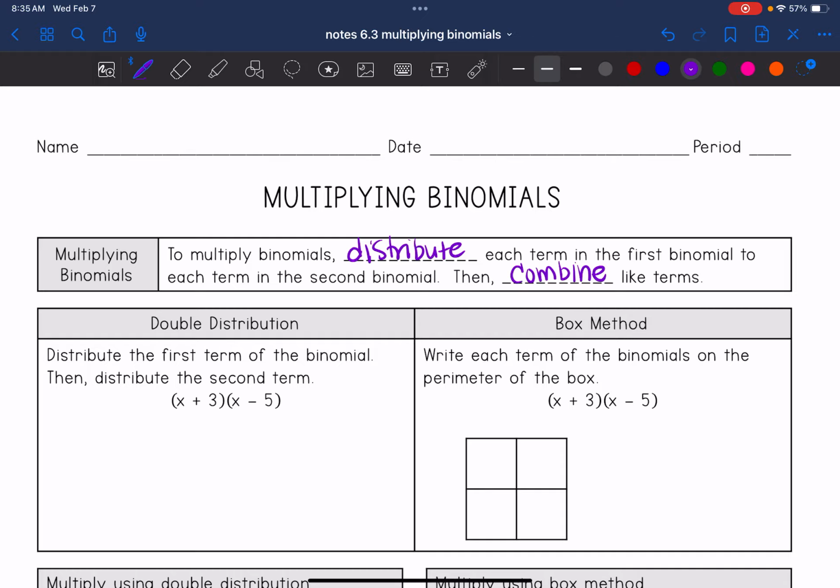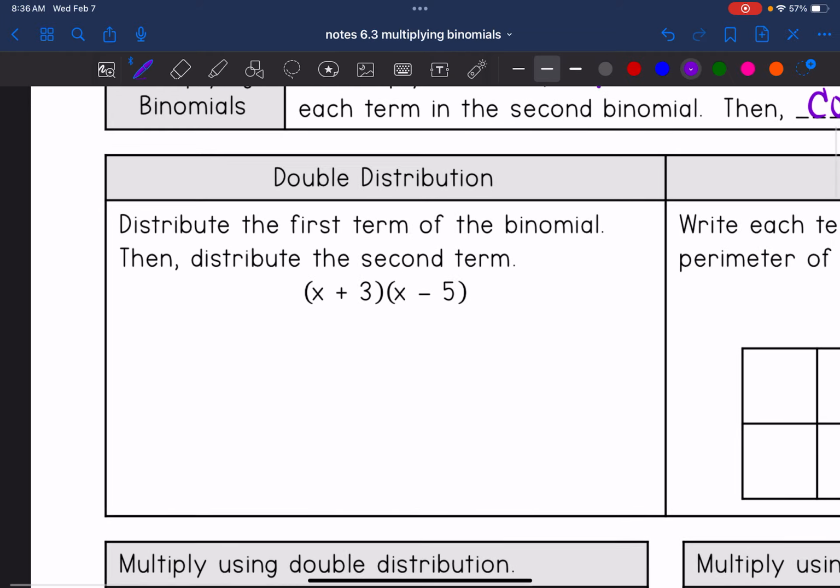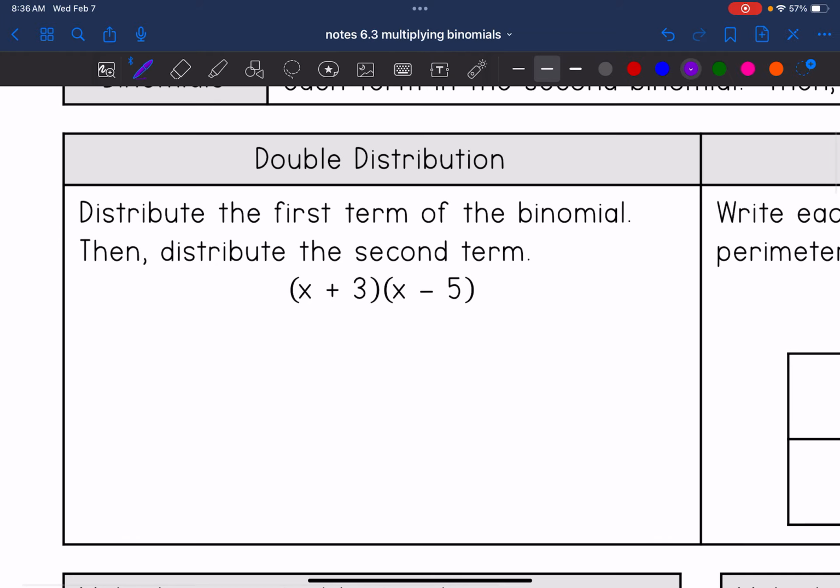Okay, so in order to multiply binomials, there's two different methods that I want to show you. So the first method is called double distribution. And this is where you distribute the first term of the binomial and then you distribute the second term. So look at this first binomial here. The first term of that binomial is x.